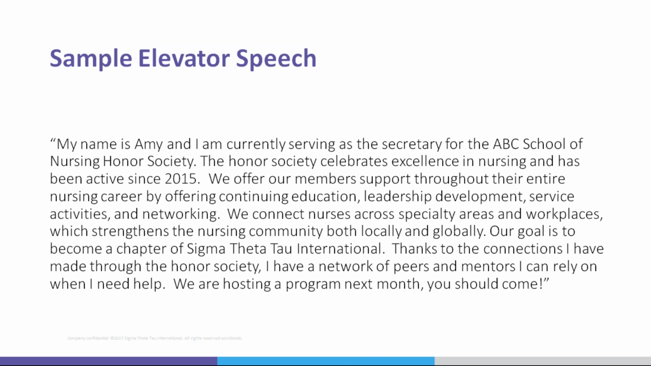You can see that the elevator speech expands on the value proposition statement points of continued education, networking, leadership, and service. Additionally, it gives a personal account of how the Honor Society has helped this individual. In this case, it leads into an invitation to attend the next Honor Society event. You can change the engagement statement at the end based on what the Honor Society has planned in the near future. It could have also ended with a statement such as, "Would you be interested in learning more?"